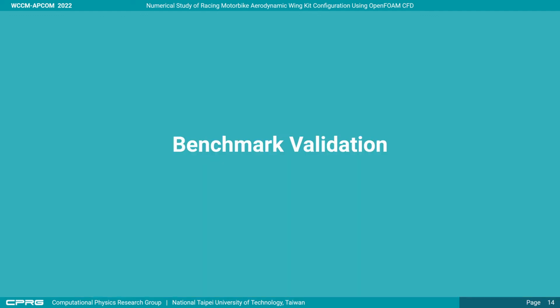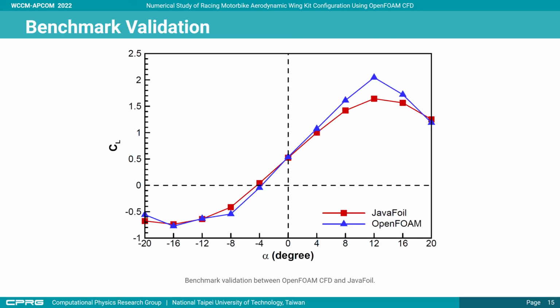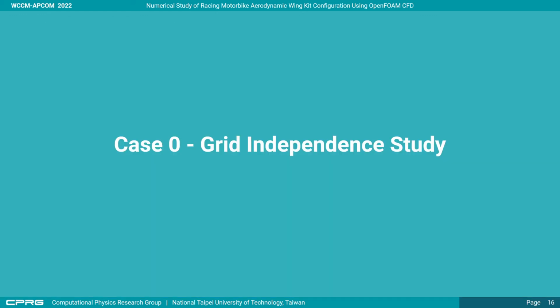Here is a result of the benchmark validation. We use JavaFoil to obtain specific parameters such as lift coefficient and drag coefficient of the NACA 4412 airfoil. Then, we run simulation using OpenFOAM under the same conditions. In the simulation result of OpenFOAM, the blue line approximately overlaid on the red line generated by JavaFoil. It proved the usability of OpenFOAM.